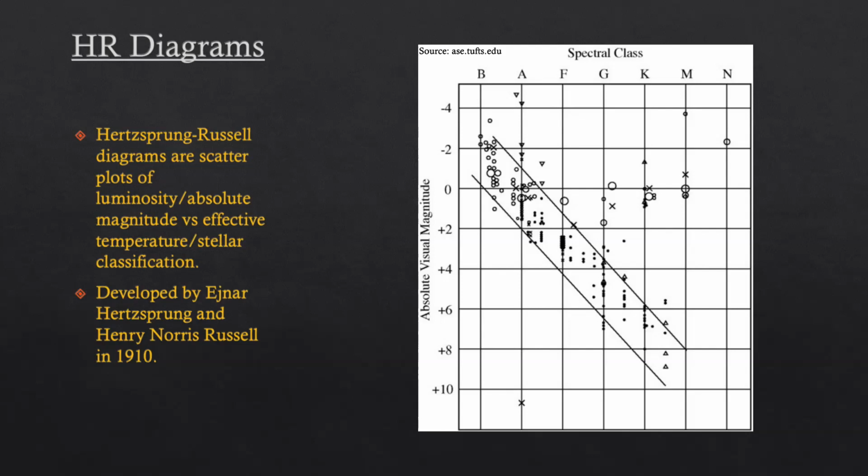It was developed by Hertzsprung and Russell in 1910, and this is one of the first ones, I think from Russell in 1914. Do you have something that tells what the different types of plots are? Well, yeah, that's the next slide.